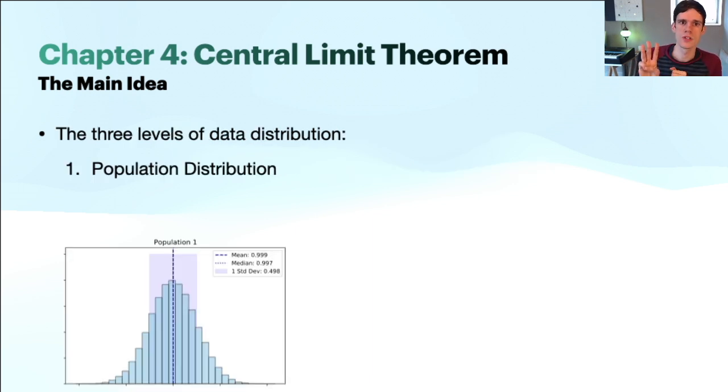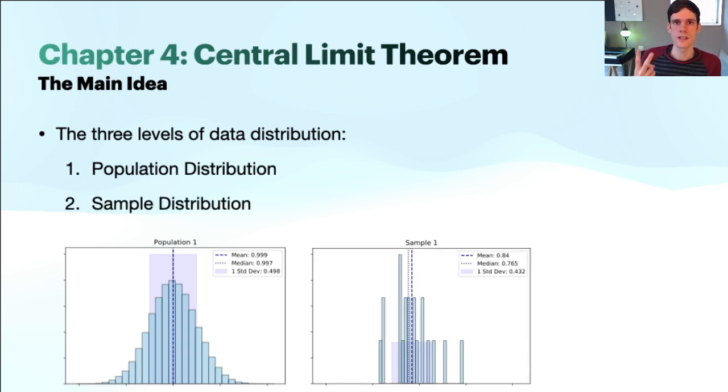And in fact, there are three levels of data distribution. The first one is the population distribution. It's the dataset that contains all of the data points of your entire population. Now, as you already know by now, this is a theoretical and inaccessible distribution. Only to us it is accessible because in this course we generate it ourselves. Now, of course, this population distribution has some statistics assigned to it, namely the mean and the median and the standard deviation.